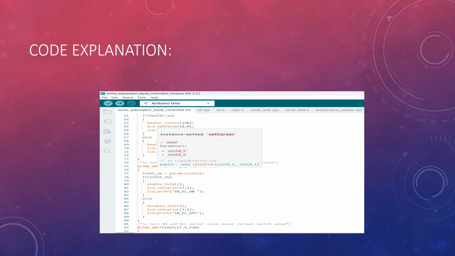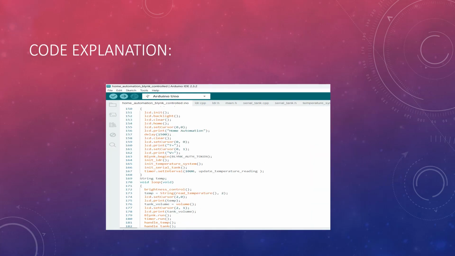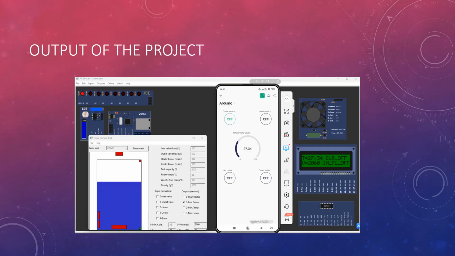Then Blynk.run processes incoming Blynk messages and updates the Blynk app. Timer.run executes scheduled tasks such as updating the temperature reading. handleTemperature manages the heater based on the temperature reading, and handleTank manages the water tank valves based on the current volume. This detailed explanation covers the code functionality, ensuring that each component and its role in the home automation system is clear. I'm not explaining each and every line of this code.